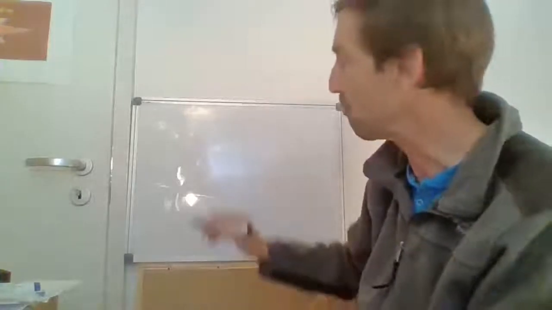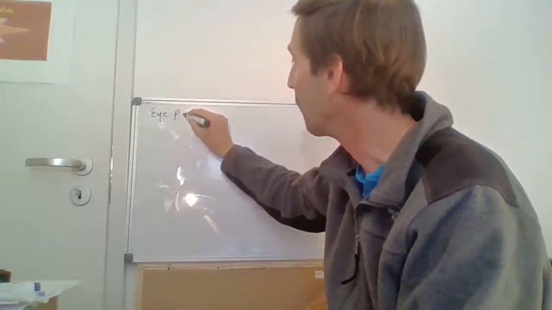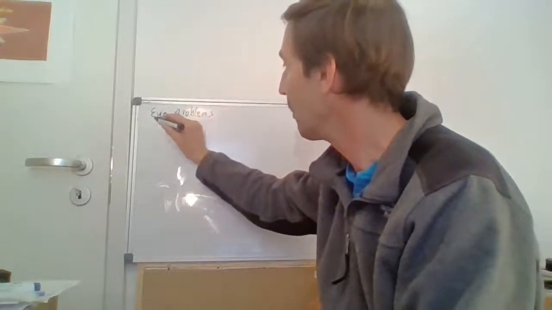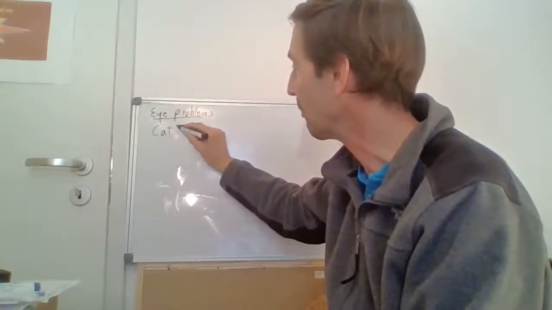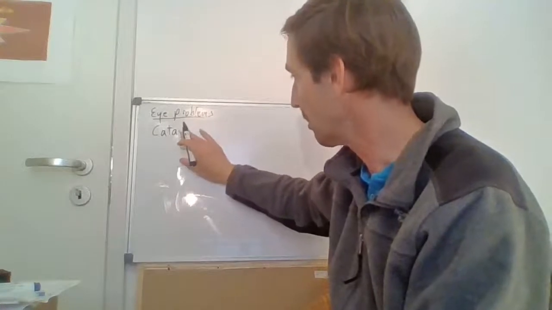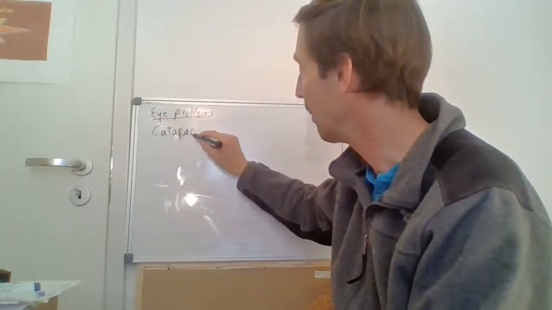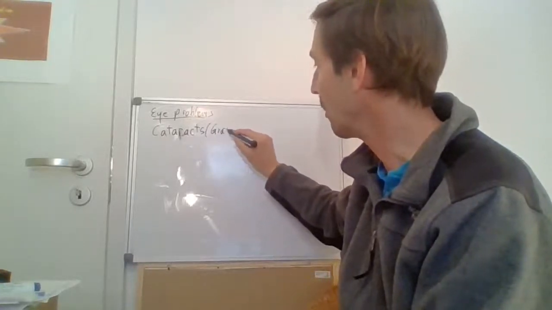Let's talk about some eye problems. I hope you don't have these, but some of you may, just by luck. Okay, so eye problems. Really, one is called cataract. And in German, it's Graue Star.